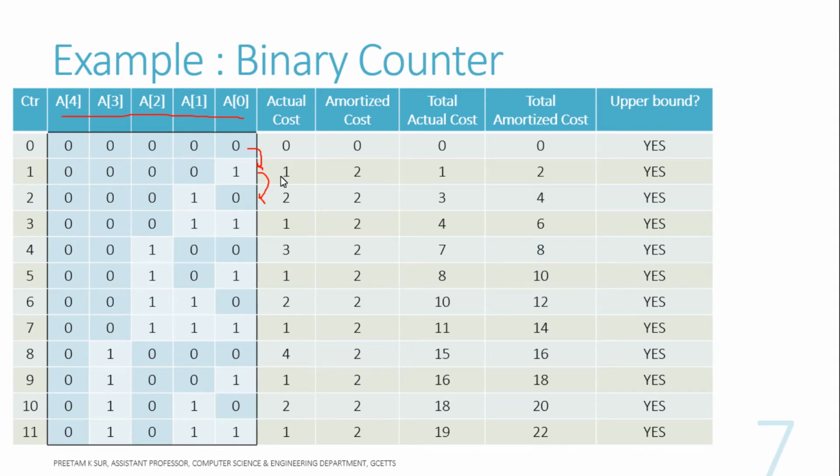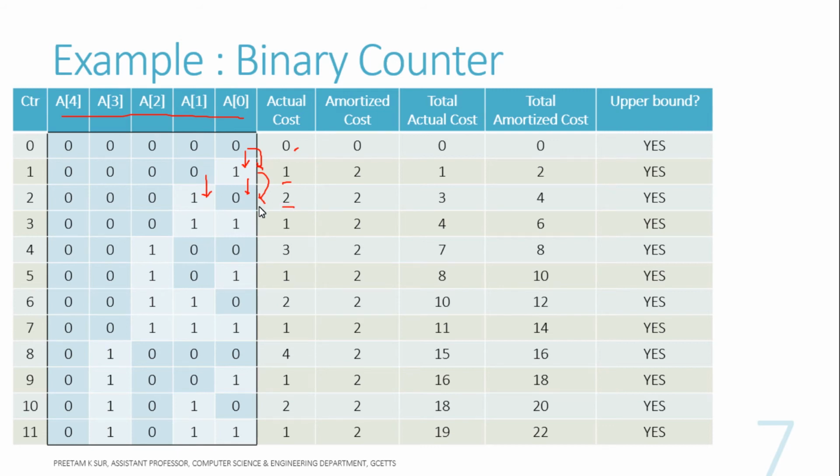Now what we are considering is the actual cost. Initially there is no actual cost, right? The actual cost depends on the number of bits flipped. In the next operation we have 1 bit flip, so this 0 becomes 1, and the actual cost is 1 for this operation. Now again, if we do the increment call, how many bits are flipped? This one is flipped, this one is flipped, so the actual cost for this operation is 2.